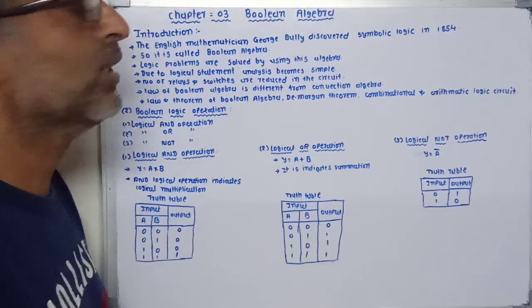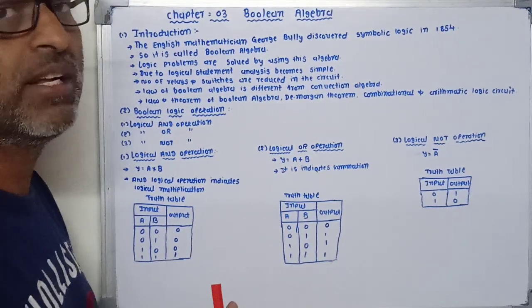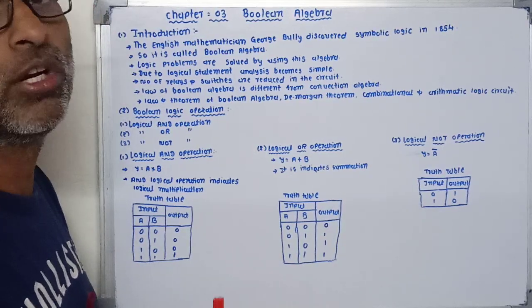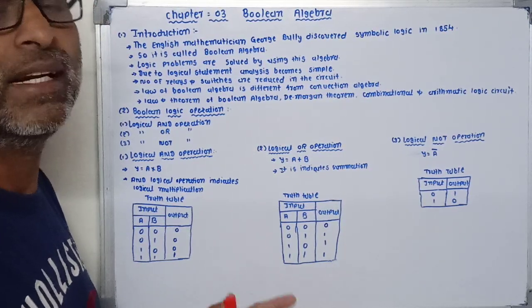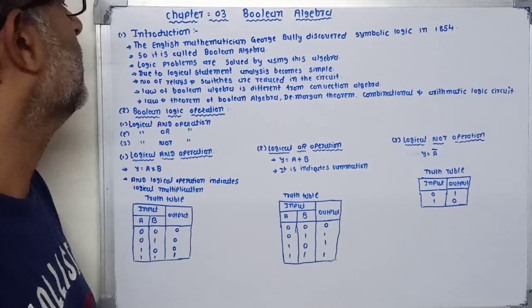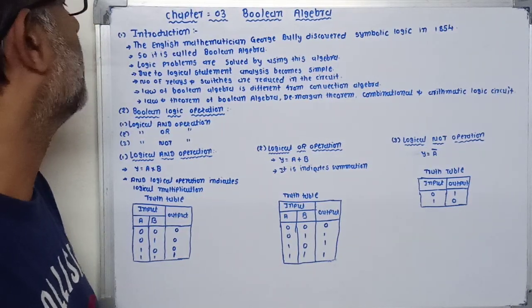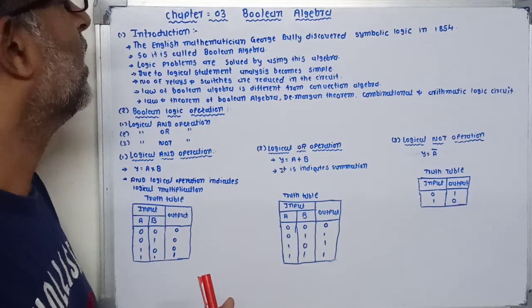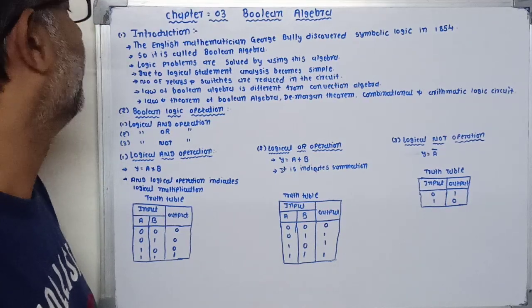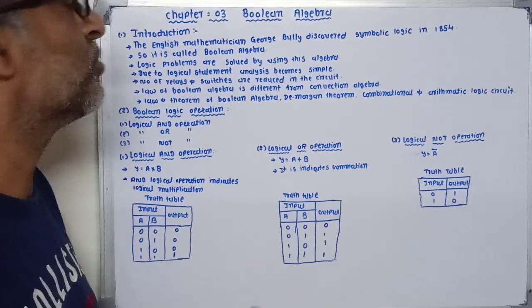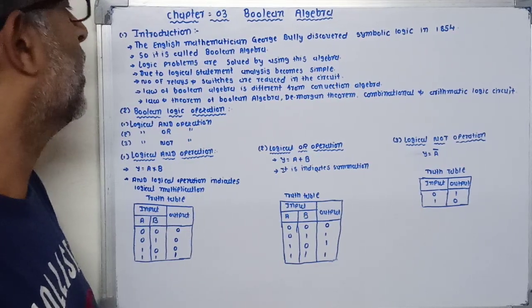Chapter 3 Boolean Algebra. The English mathematician George Boole discovered symbolic logic in 1854. That's why it is called Boolean algebra. By using this Boolean algebra, logic problems are solved easily. Due to this logical statement, the analysis of a circuit becomes very easy.